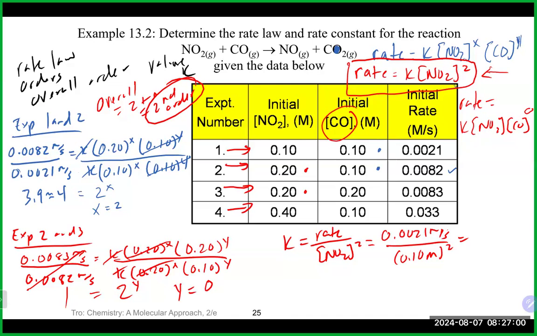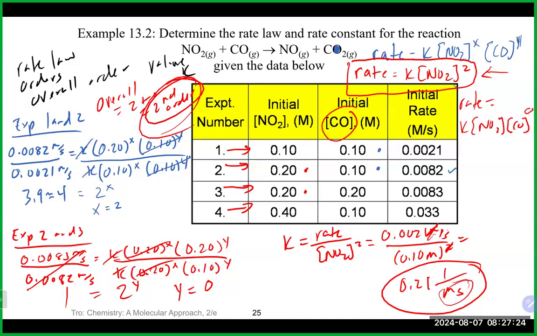What's in there? Looks like 0.21. In terms of the units, molarity on top and one of the molarities on the bottom will cancel, which gives us 1 over molar seconds as our units. By the way, as we talked about yesterday, that is 2 letters, which matches the second order type of thing. Any questions on how to do that there?